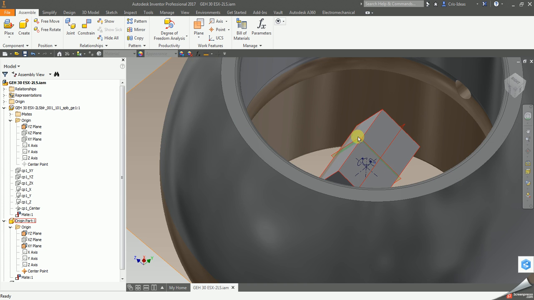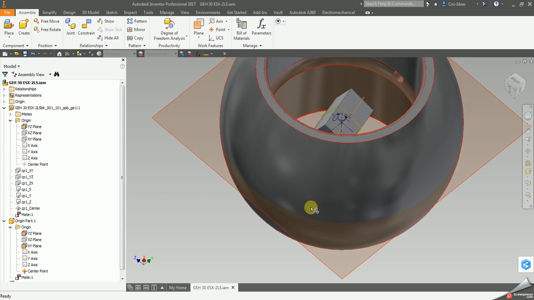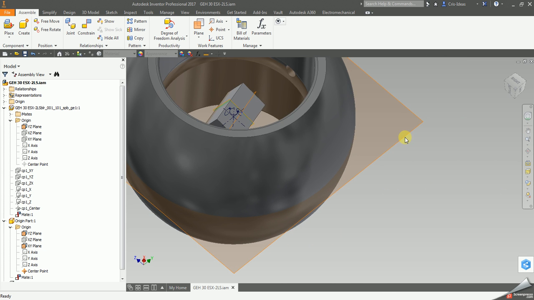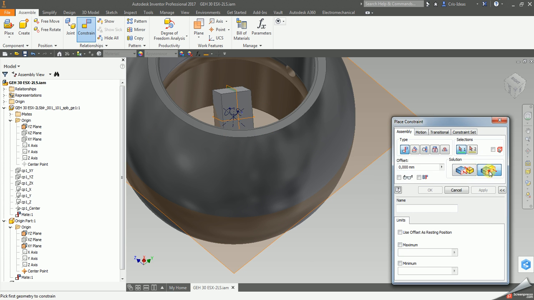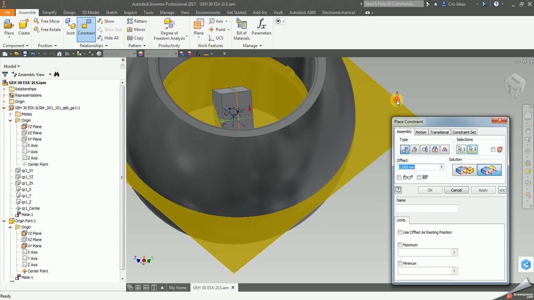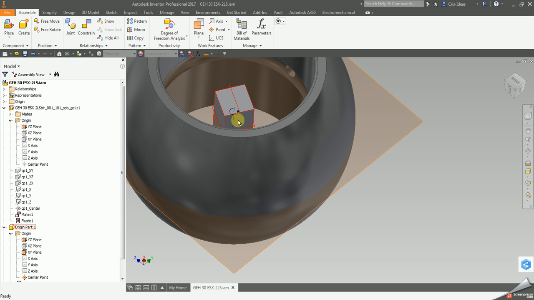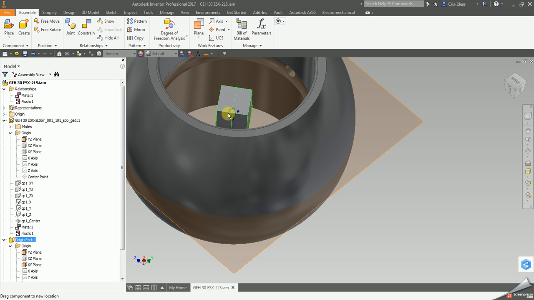I will now constrain the surface of the cube with the surface of the sphere. So it is not moving. So basically now these constraints make the sphere only rotate about the axis.